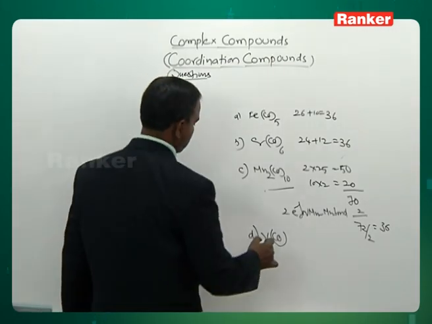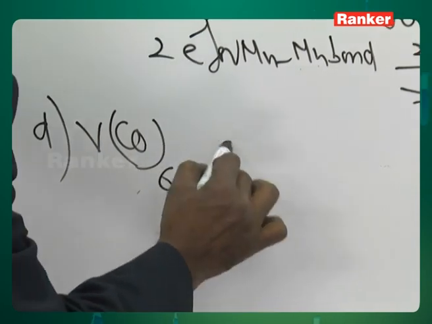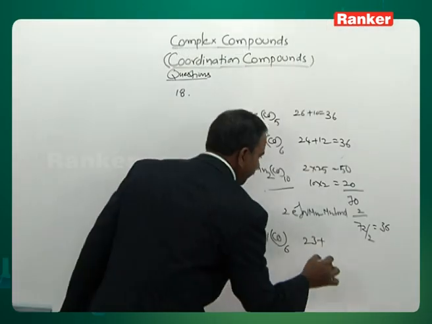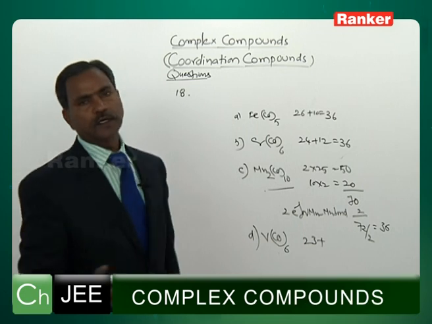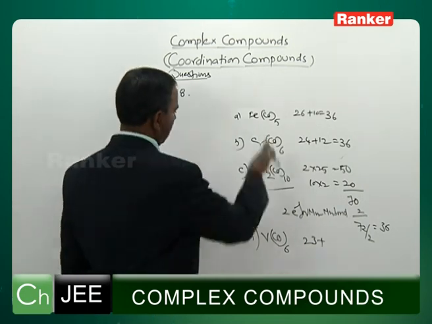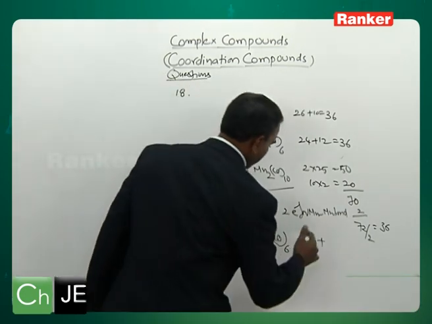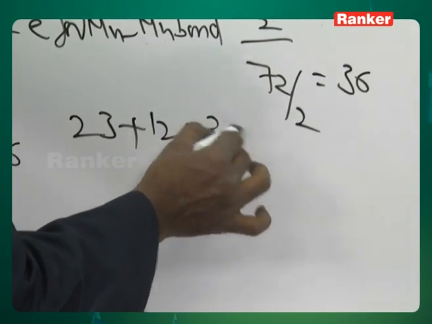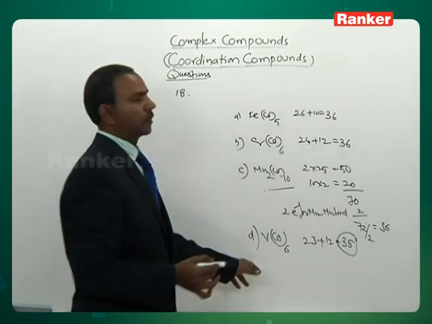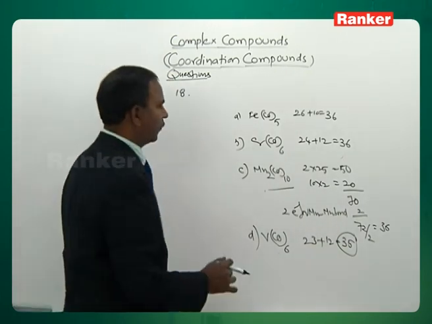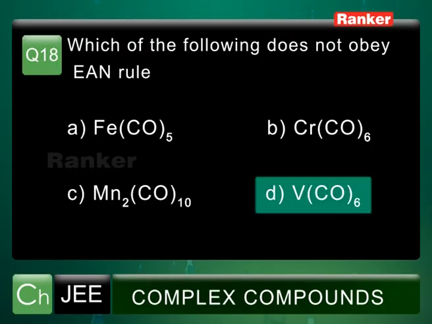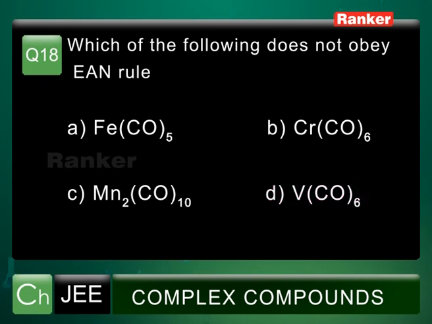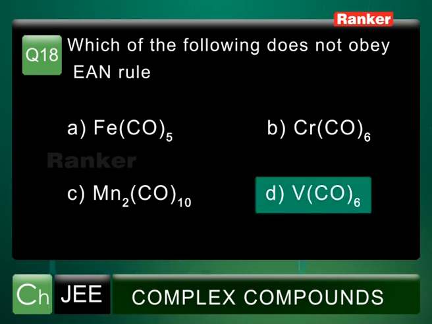Coming to option D, what is given is CO taken 6. The atomic number of vanadium is 23. Since it is a carbonyl complex, the oxidation number is 0. In all these, the oxidation number is 0. Therefore, 23 plus 12 coming to be what? 35 only. So, this is a complex not obeying the EAN rule. Therefore, the answer is D. Like this, you have to understand which is obeying EAN and which is not obeying EAN.